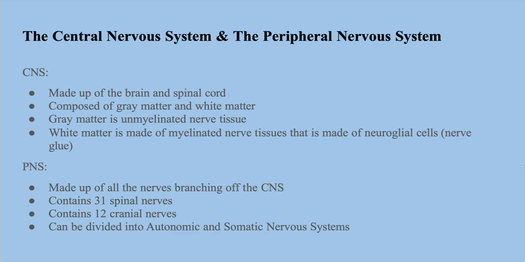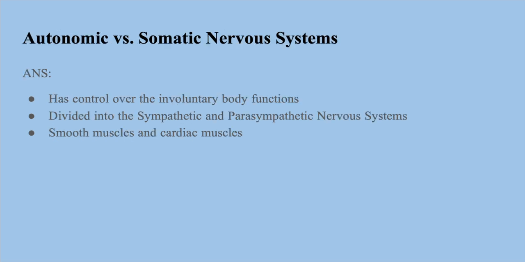Next, we're going to be talking about the PNS. This is the peripheral nervous system. This system is made up of all the nerves branching off the spinal cord, and that includes cranial and spinal nerves. There are 12 cranial and 31 spinal nerves. And this can be divided further into the autonomic and somatic nervous systems, the ANS and the SNS.